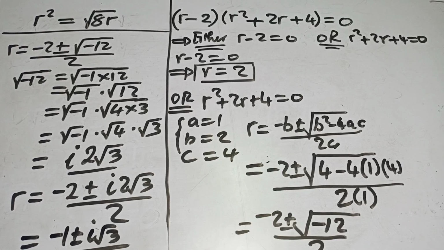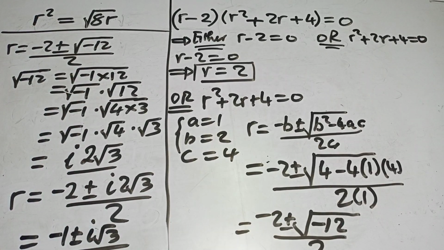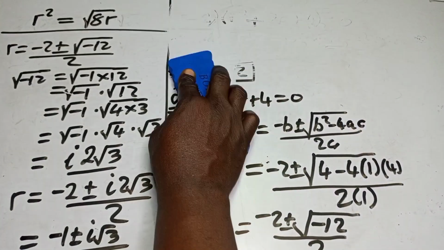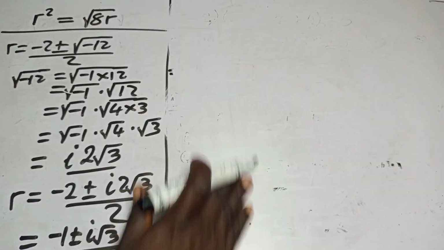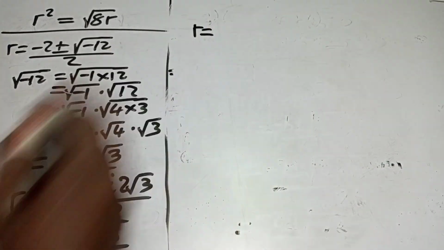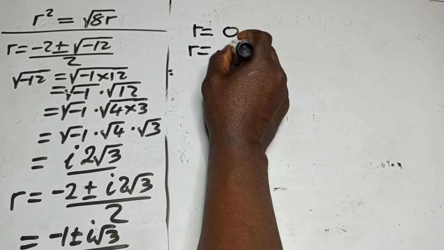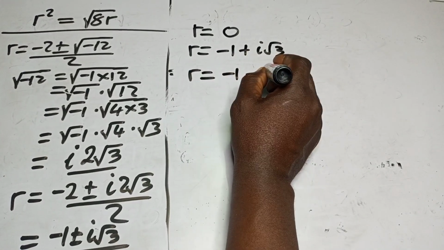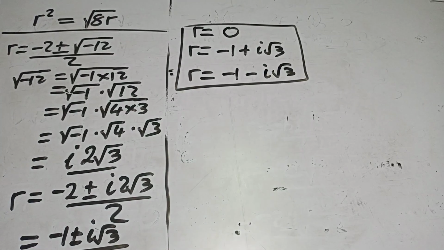So we've gotten all three solutions because our radical equation is actually a polynomial of degree 3 written in a disguised form. So let's just write down all the three solutions again. All three solutions that we got are: r equals 0, r equals negative 1 plus i root 3, and r equals negative 1 minus i root 3. These are our three solutions for the radical equation.